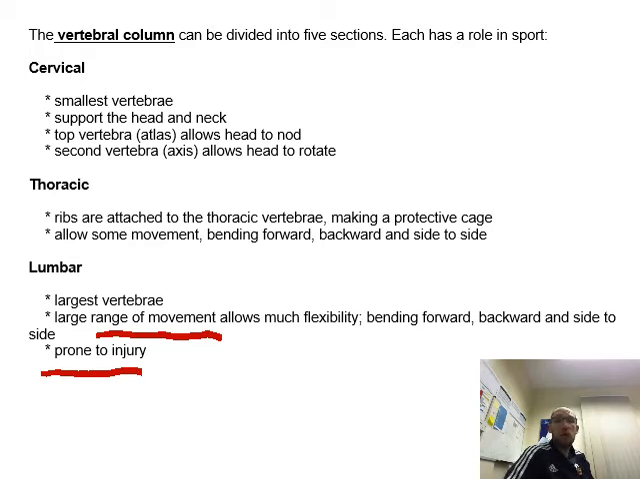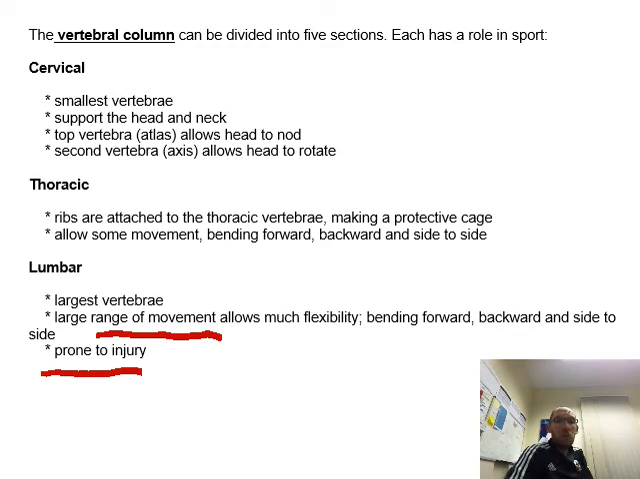The next one is your thoracic. Okay, and the ribs are attached to this. So it all comes here and your ribs are all attached to it. Okay, and that gives you that protective cage around your vital organs. It allows some movement, okay, bending forward, moving backwards, moving side to side.